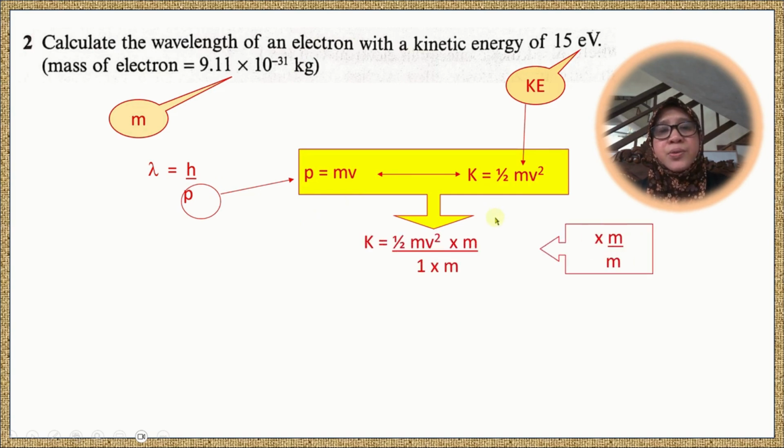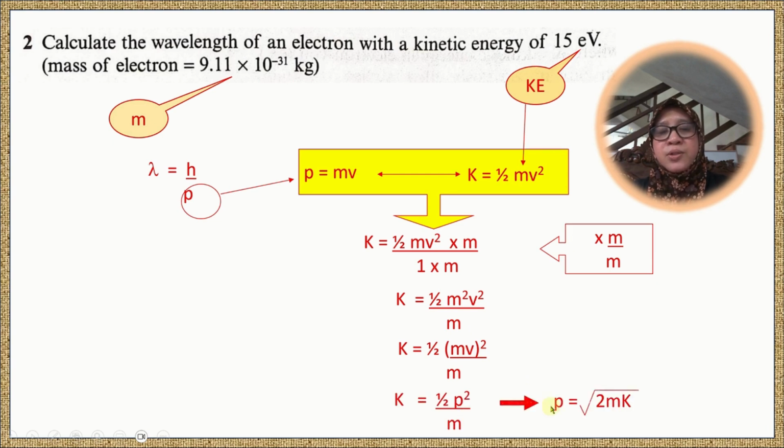Combine these two. For kinetic energy, half m v squared. So we multiply by m and also divide by m, so we don't actually change the equation. Why? Because we are going to relate it to p. So m times m gives m squared, and with v squared we get m squared v squared. So we can substitute momentum here, and we get half p squared over m. Then we cross multiply, and we get p equals the square root of 2mK.